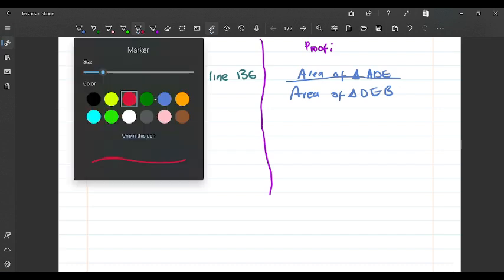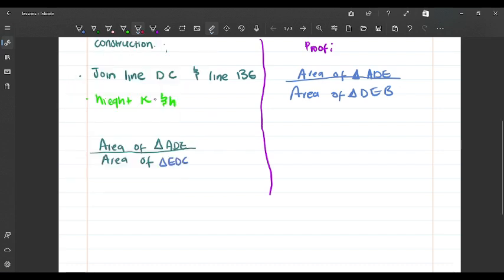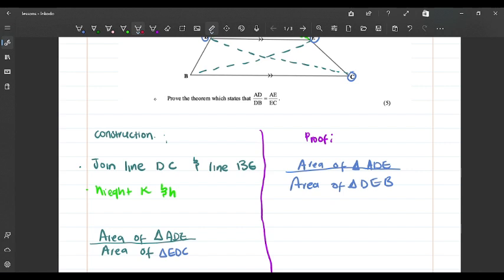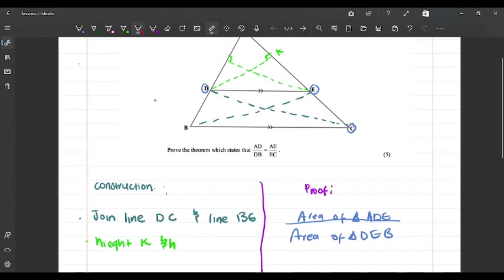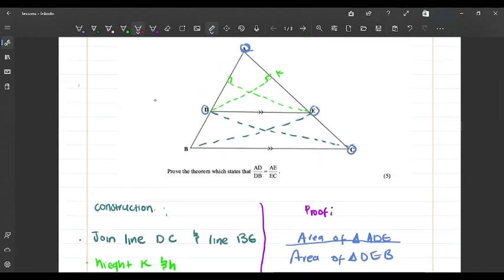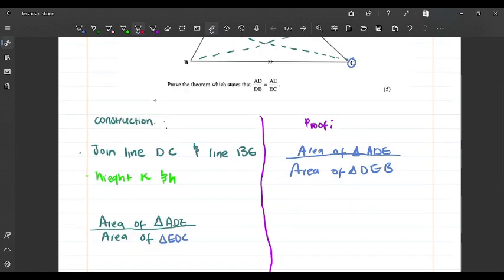Now, what is it that we need to do from here? Remember, the formula for your area is 1 over 2 base times height. Now, if you look at ADE, which is this triangle here at the top, we need to identify its base, and we need to identify its height. On the first formula, we're going to use the height of H. On the second formula, we're going to use the height of K, right?